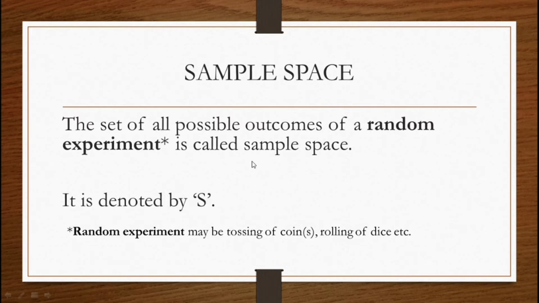The question may arise in your mind, what is a sample space? The set of all the possible outcomes of the random experiment is called the sample space. We use capital S to represent a sample space. And a random experiment may be tossing a coin or rolling a die.